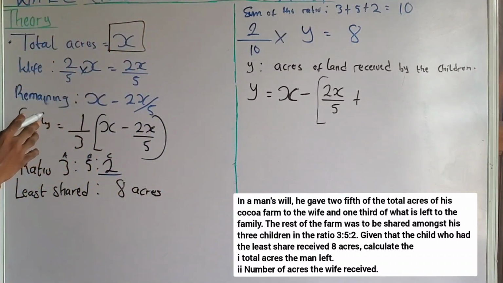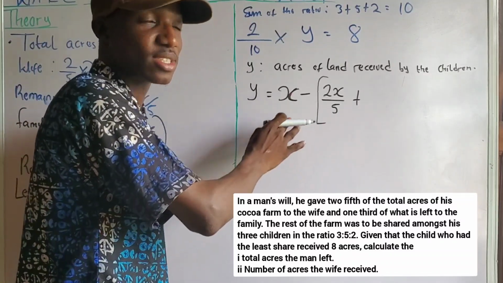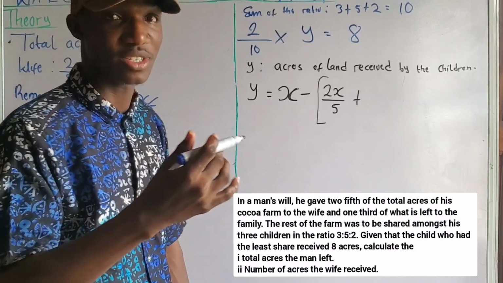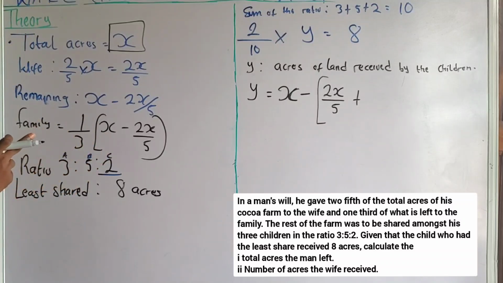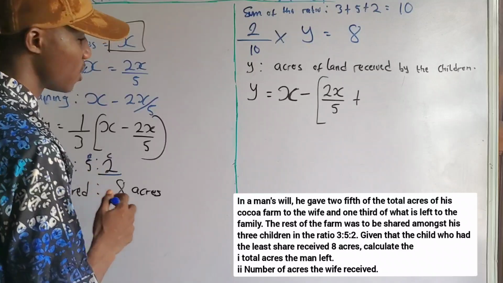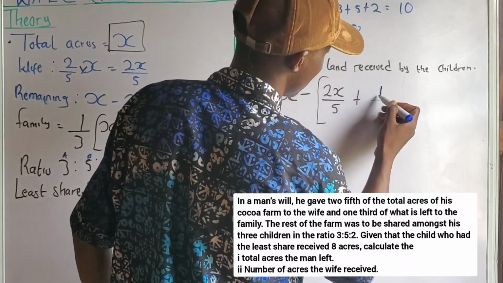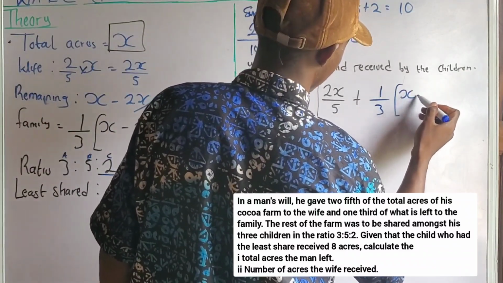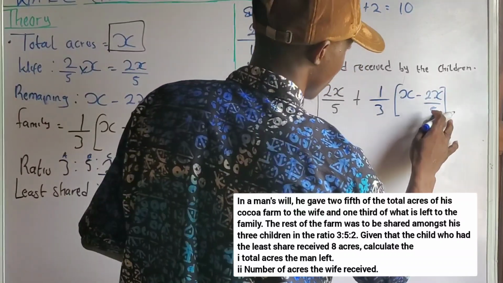Now, I'm summing it with what the family got, because it is these that I'm going to subtract from the total acres to get the acres of land that the children received. Do you understand? So 2x over 5 plus what the family got. What the family got is what? Plus 1 over 3 multiplied by x minus 2x all over 5. Okay, all over 5.